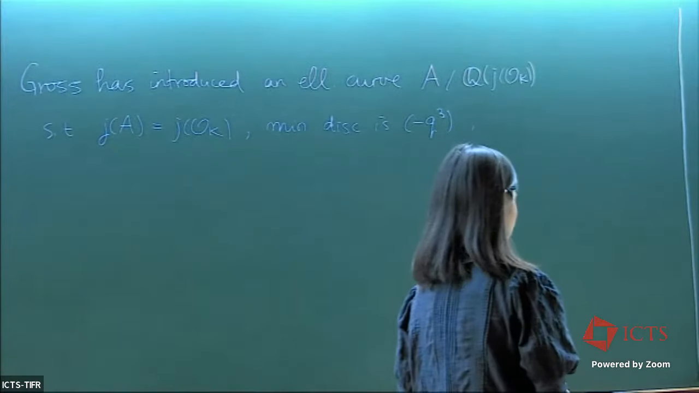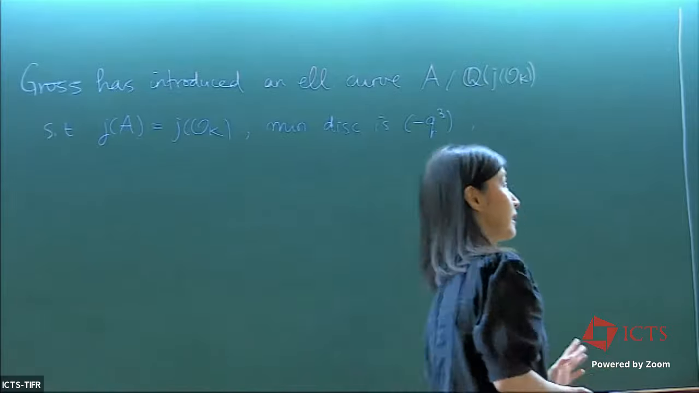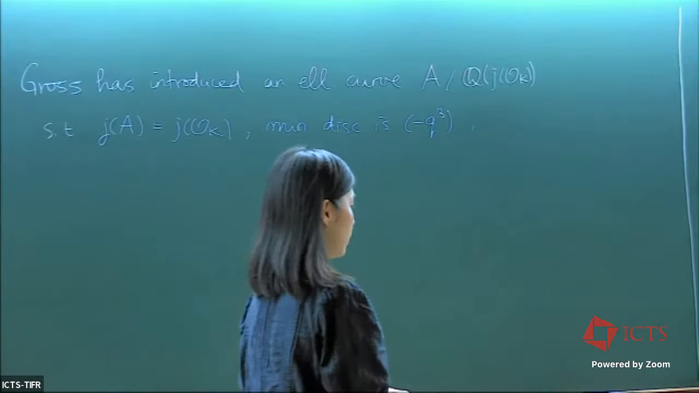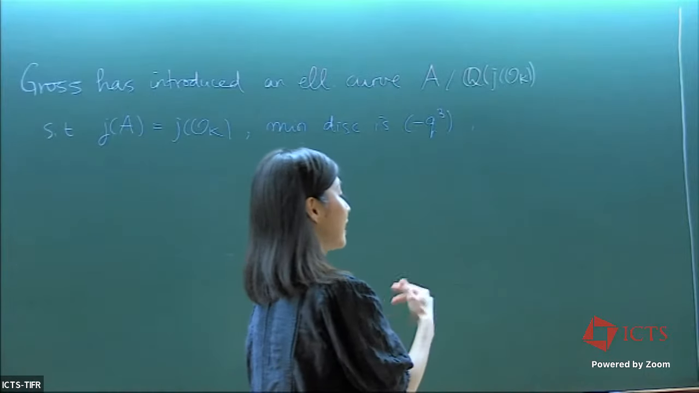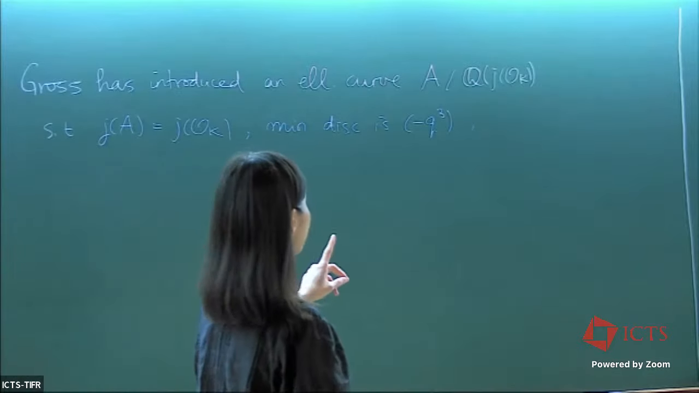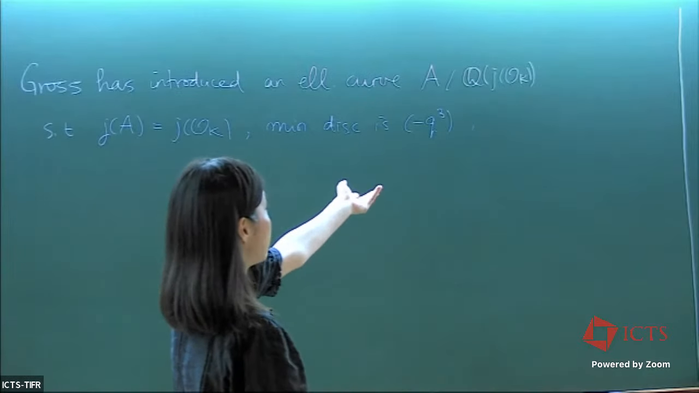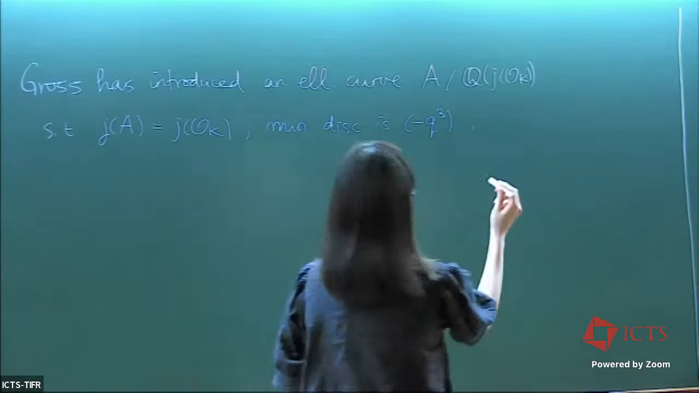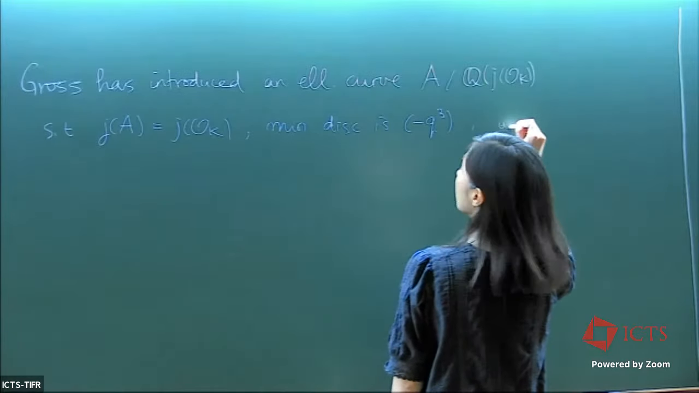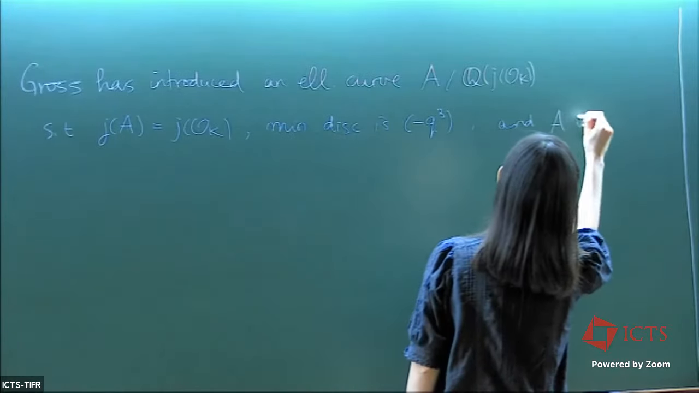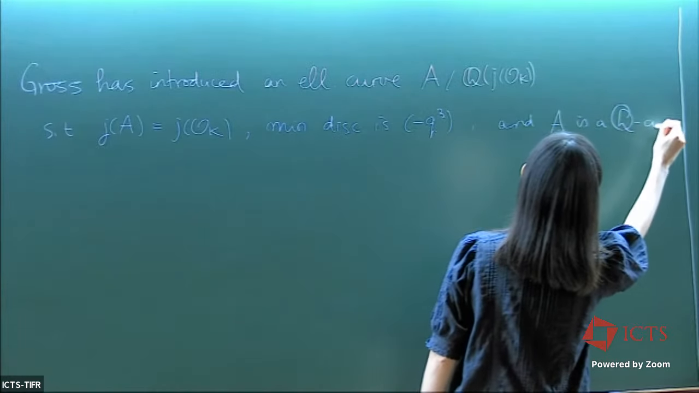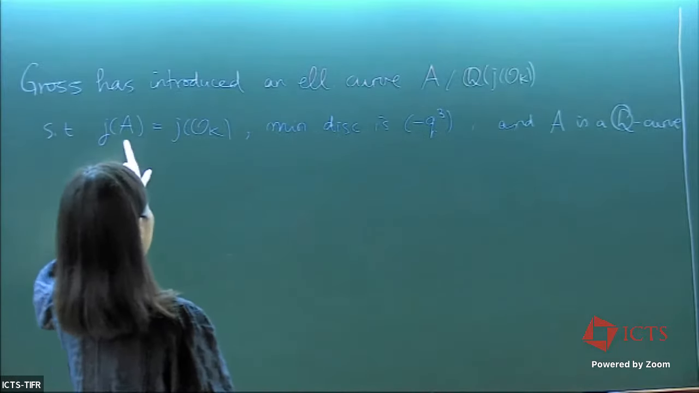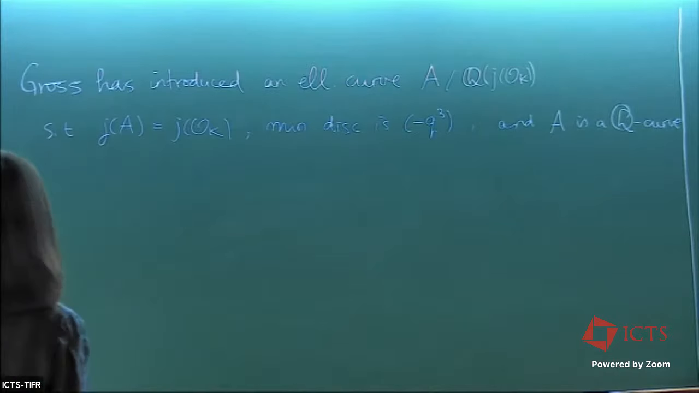But it's a Q-curve in the sense that A is isogenous over H to all its conjugates by the elements of the automorphism group of H. So even though I'm dropping q from the notation, please try to remember that A depends on this prime q.